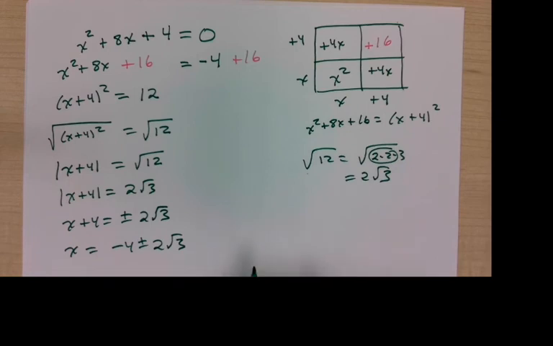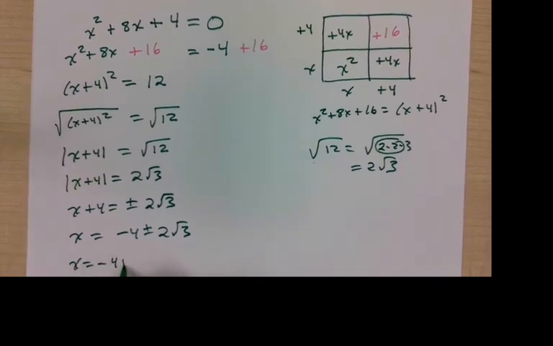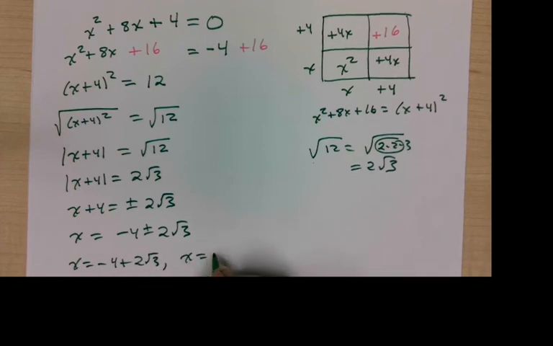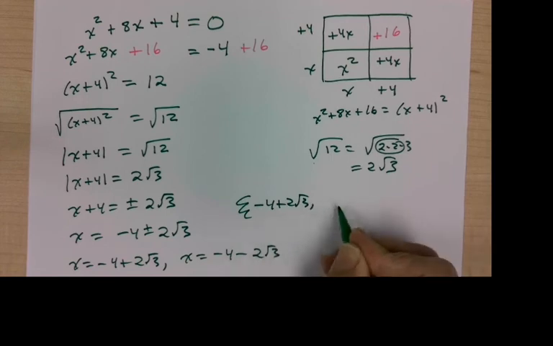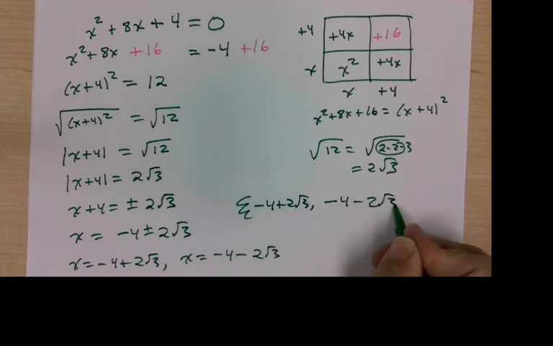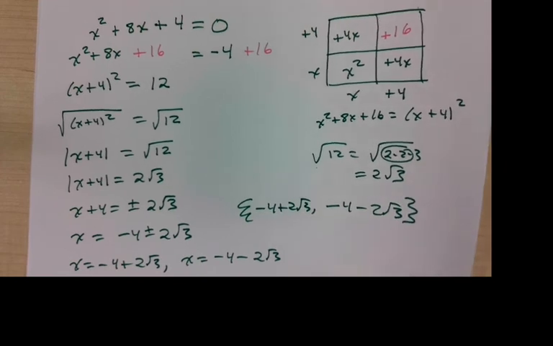So again, we have two answers. What are they? x is negative 4 plus 2 root 3, and x is negative 4 minus 2 root 3. So that's one that could be solved with completing the square, but could not be solved using the factoring technique. All right, let's go ahead and do one more, but we're going to add another wrinkle to it.